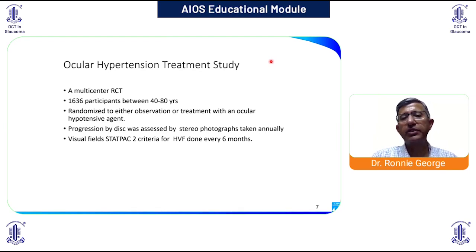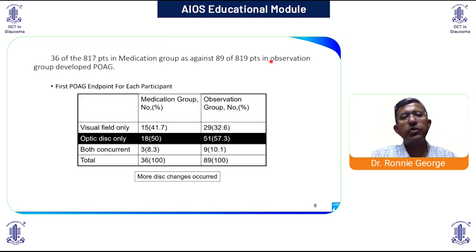And they assessed optic discs with stereo photographs taken annually and assessed by experts, and visual fields were done using a Humphrey visual field done every 6 months. And interestingly, what they found was that 36 of 817 patients in the medication group and 89 of 819 patients in the observation group developed POAG. And when you look at the end point, that is, how did they detect disease change, you found that it was the optic disc only in the vast majority of patients. More than 50% of patients, it was the optic disc change which was detected earlier than a visual field change.